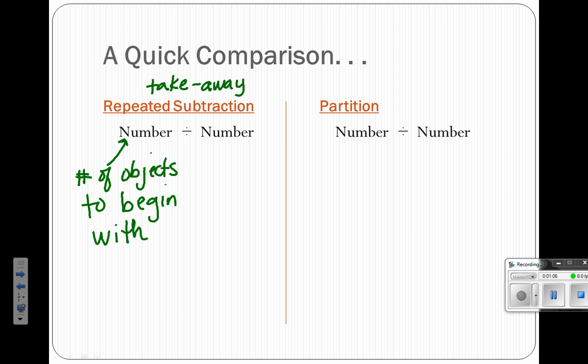So you will start with that amount of objects, and then the second number, whatever number you're dividing by, is how many you're going to put in a group and take away. So you're going to group this amount and take away.